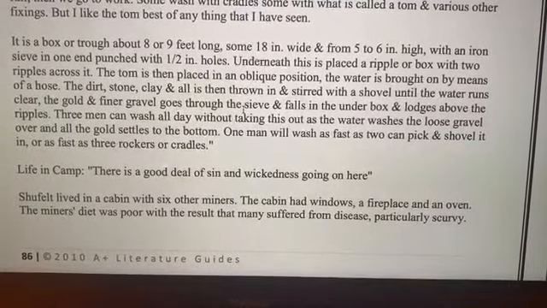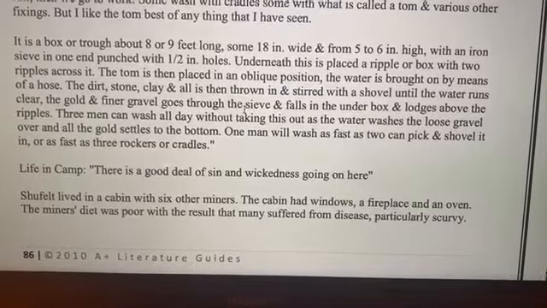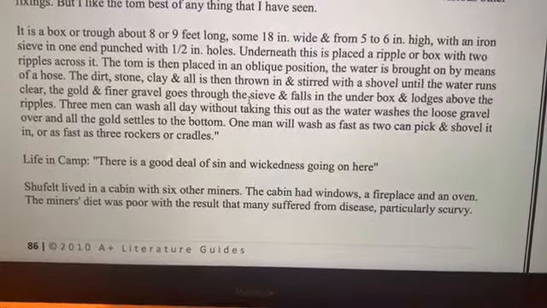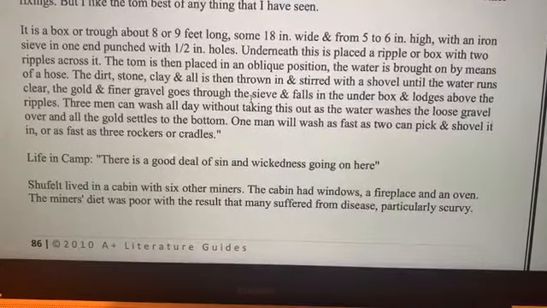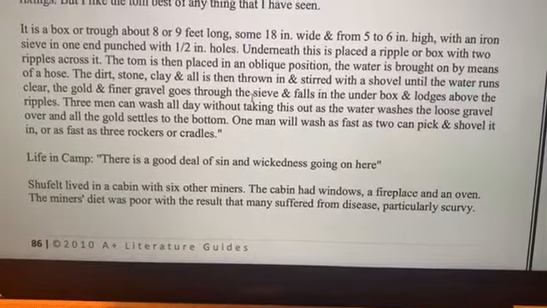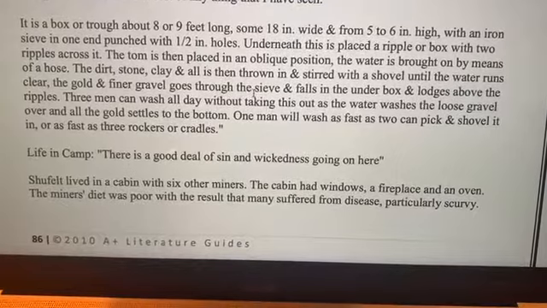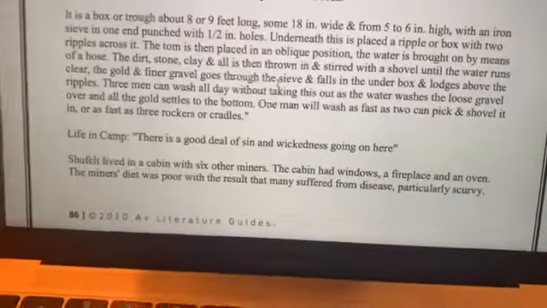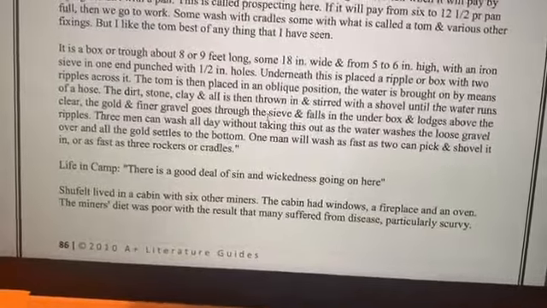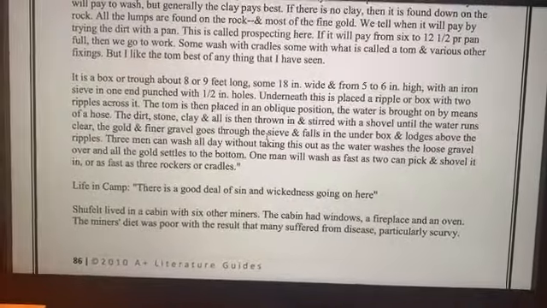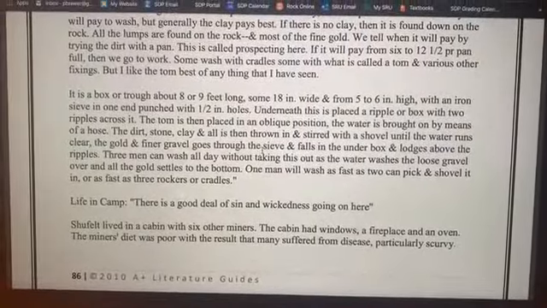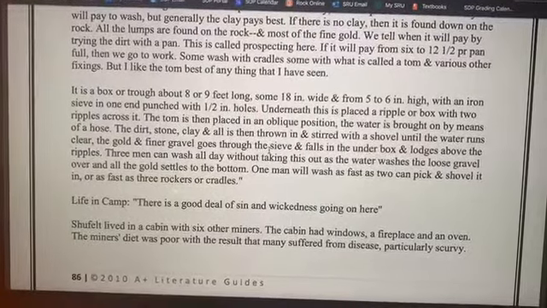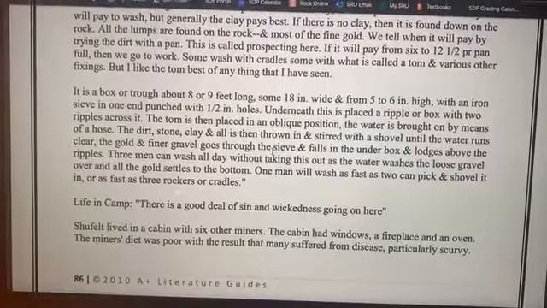The dirt, stone, clay, and all is then thrown in and stirred with a nozzle until the water runs clear. The gold and fine gravel goes through the sieve and falls in under the box and lodges in the ripples. 3 men can wash all day without taking this out, as the water washes the loose gravel over and the gold settles in the bottom. 1 man will wash as fast as 2 can pick and shovel it in, or as fast as 3 rockers or cradles. Life in camp.